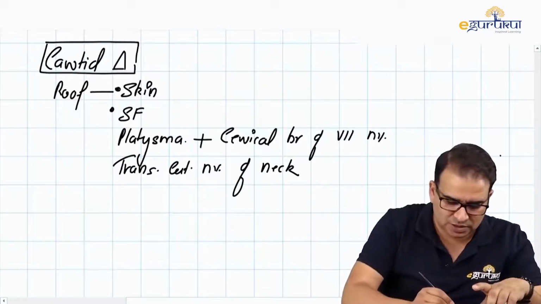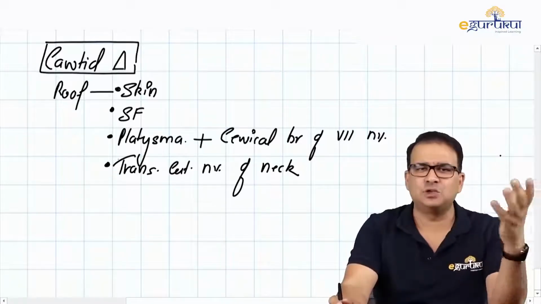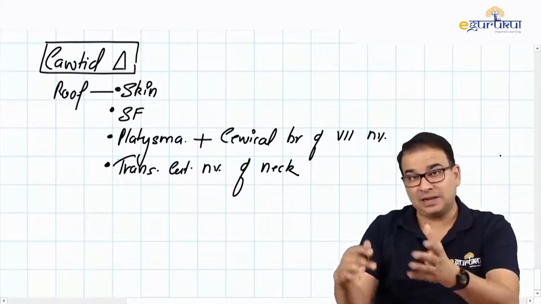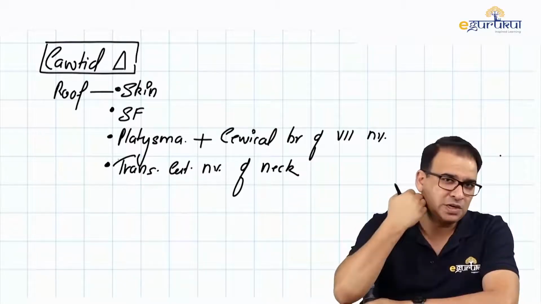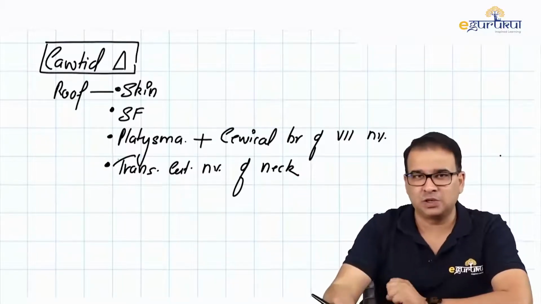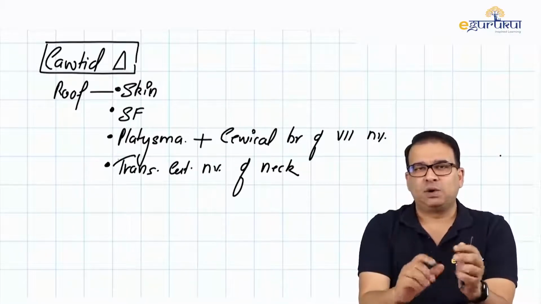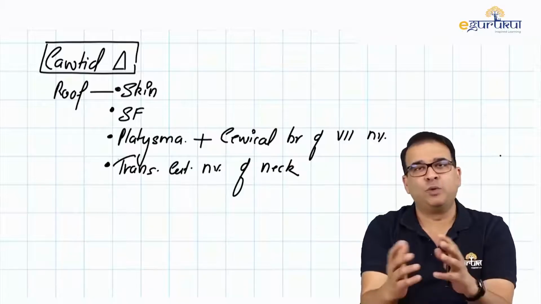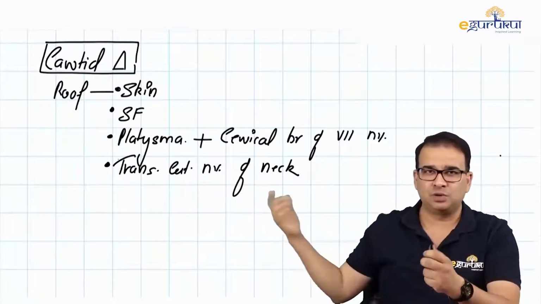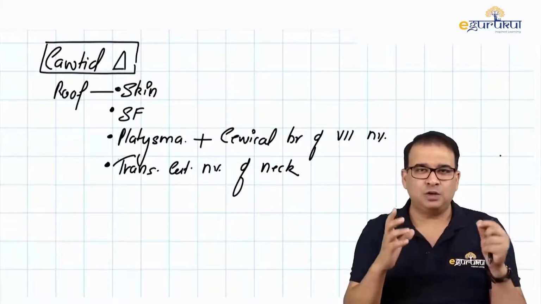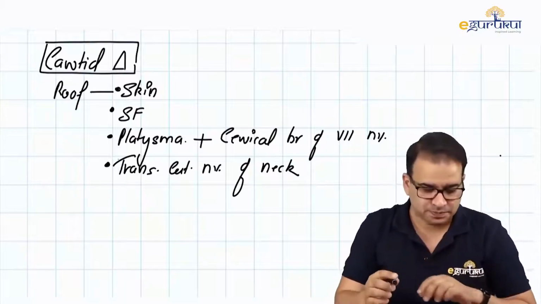So these are the structures which you expect to see in the roof of the carotid triangle. Nothing to draw: skin, superficial fascia, the muscle platysma and its nerve, the cervical branch of the facial nerve, and the nerve which was coming from the posterior triangle and coming forward, the transverse cutaneous nerve of the neck. They can always formulate a question like this: what is the common nerve present in the roof of both the triangles, carotid and posterior triangle? The answer is the transverse cutaneous nerve of the neck. That's why I said in the beginning that knowing all the triangles of the neck together simultaneously is very important.